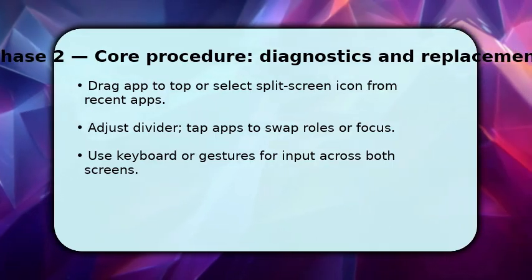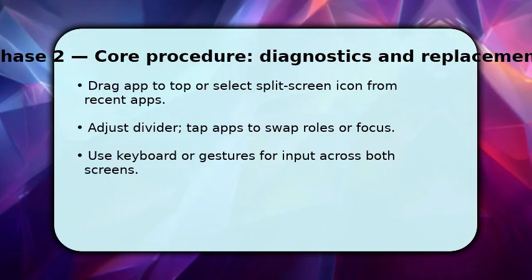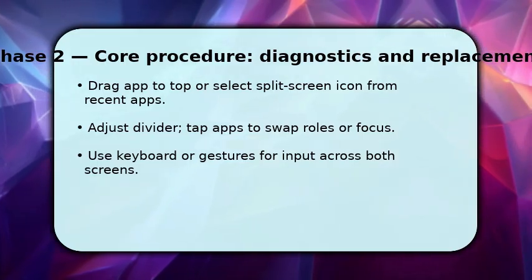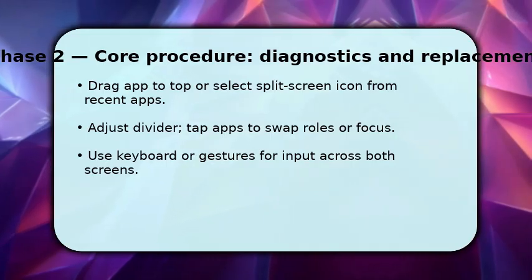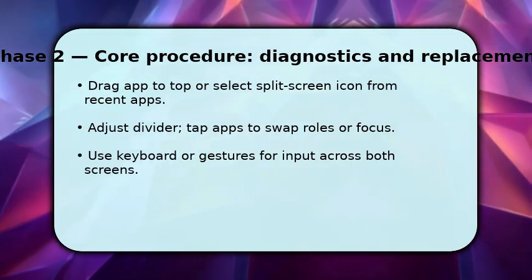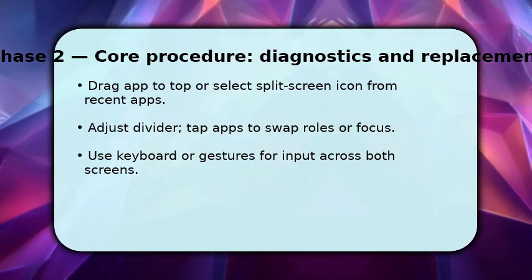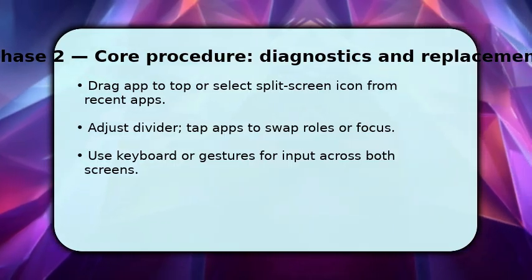Once arranged, grab the divider to resize, make one half larger for active typing and the other for reference. Make sure to test touch and keyboard input in both panes. If you need a quick switch, tap the app's header to swap sides, which preserves context while changing focus.